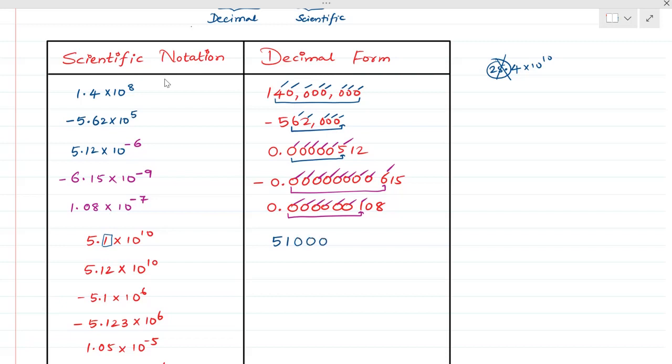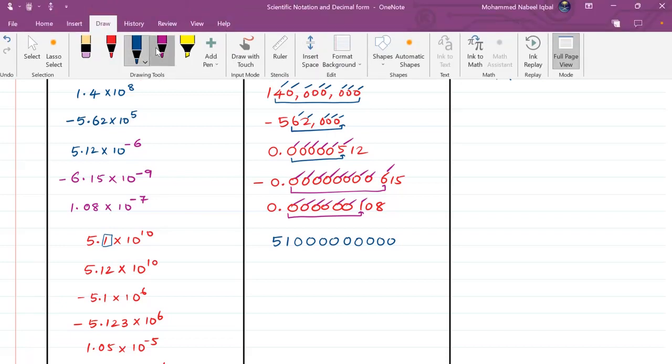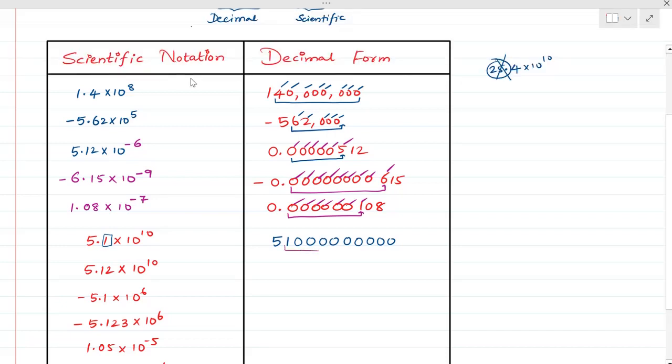1 2 3 4 5 6 7 8 9. If you want to check whether your answer is right or wrong, you can just go through in the same manner. So I can write this one as 5.1 into 10 to the power 1, 2, 3, 4, 5, 6, 7, 8, 9, 10. So therefore it is 10 to the power 10.